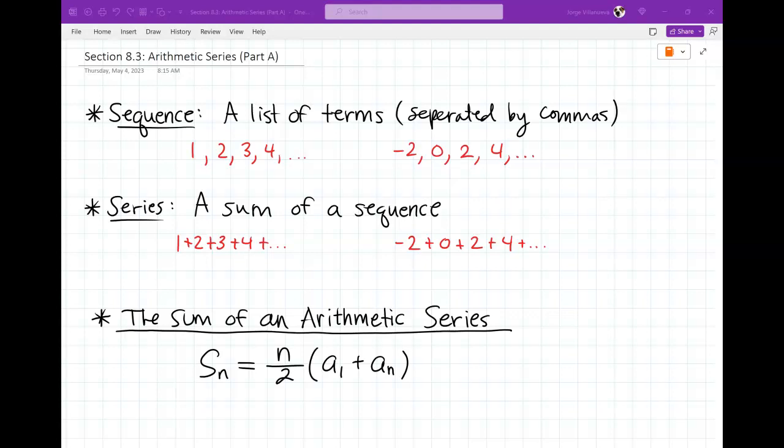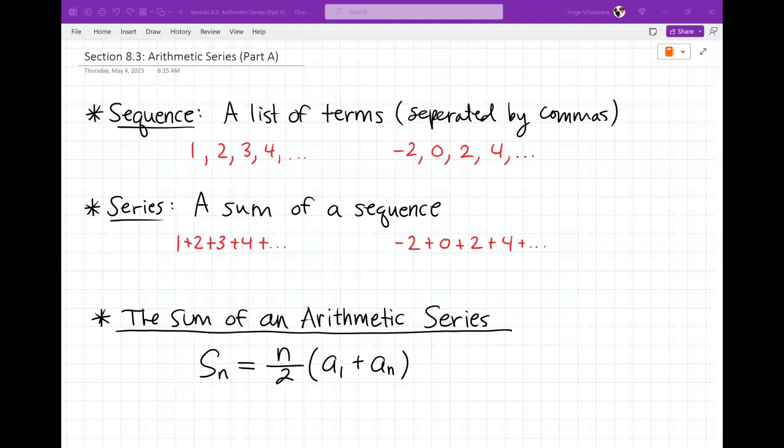All right, so for section 8.3, arithmetic series part A, this is supposed to be the easier of the two. The other one is not that it's more difficult. Like I said, it just has some notation that they use that looks like it's difficult, but it really isn't. You just got to understand what the notation means.